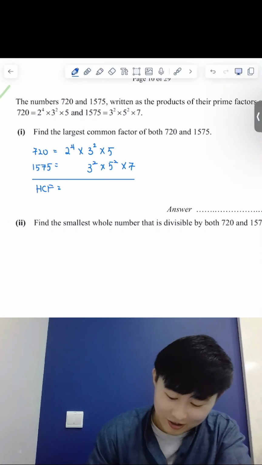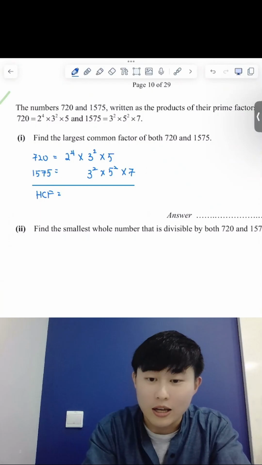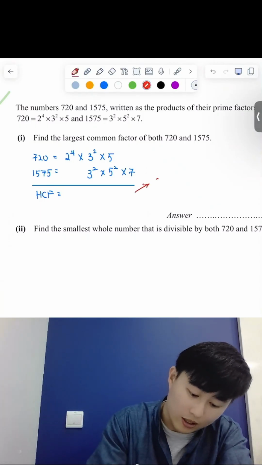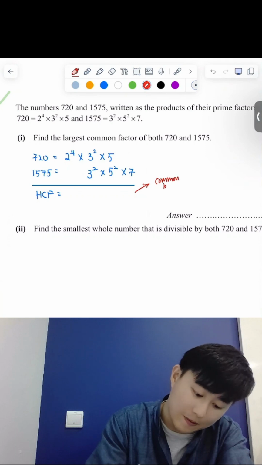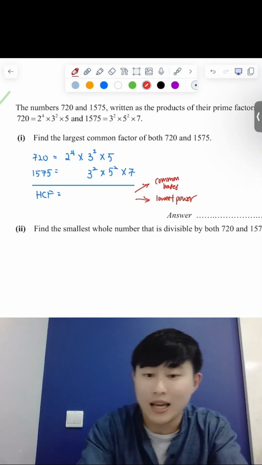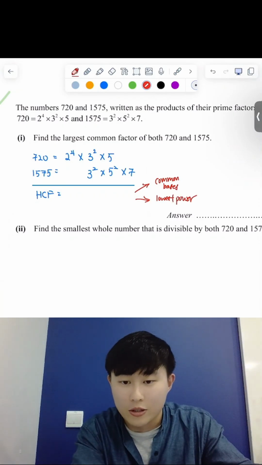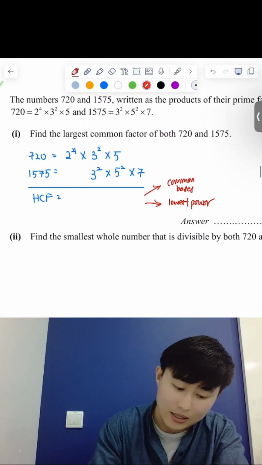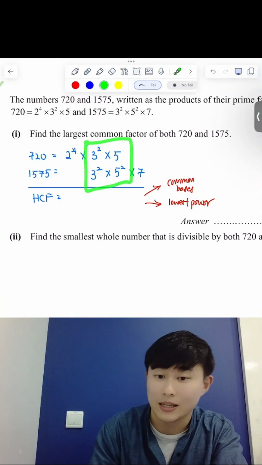HCF is equal to, okay, from here, I'm looking for HCF, so I'm looking for two things. Number one, I'm looking for the common bases. Number two, I'm looking for the lowest power. Of course, for LCM it is the opposite: the highest power in all of the bases. So common bases are basically those that I see repeating themselves.